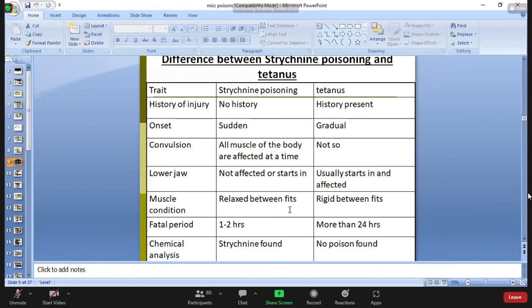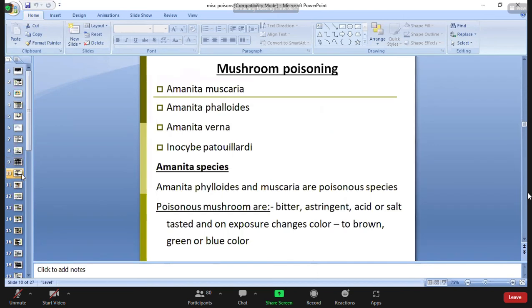Fatal period is within 1 to 2 hours, whereas tetanus को 24 hours. Chemical analysis मा strychnine is found, in tetanus no poison found. इसको सट्टामा history of injury is there. Okay, this difference is important, so please go through this.